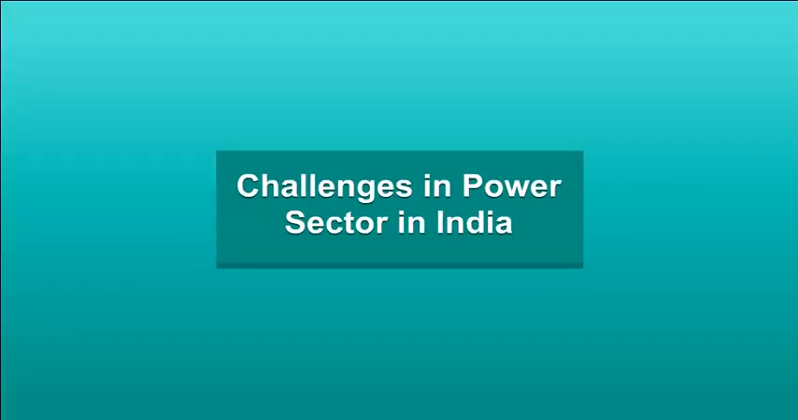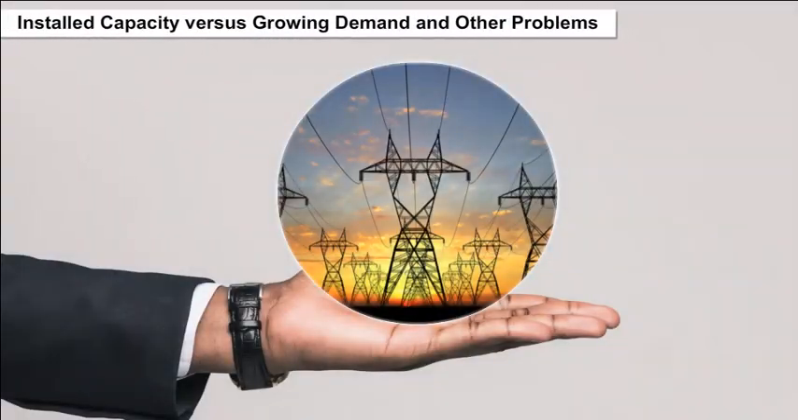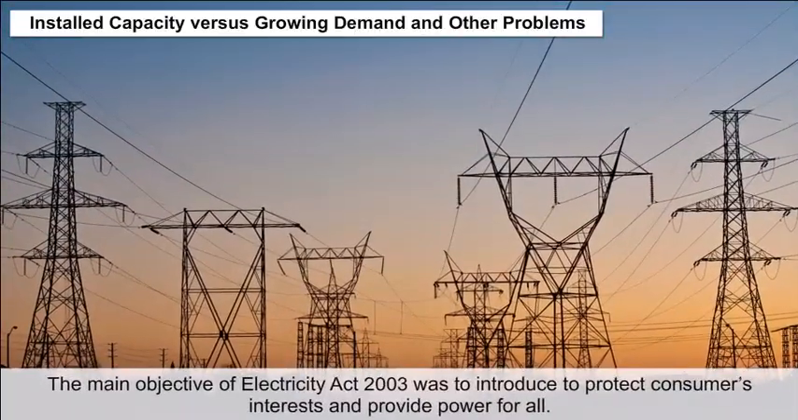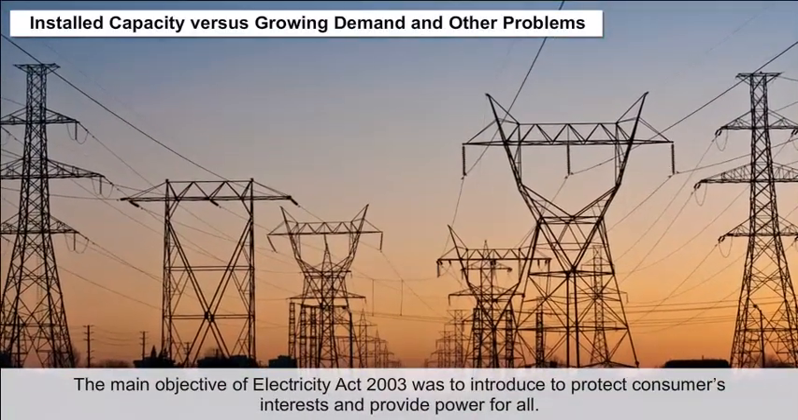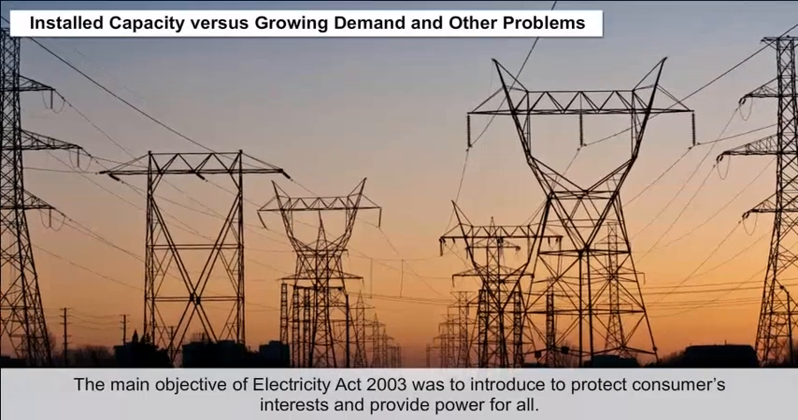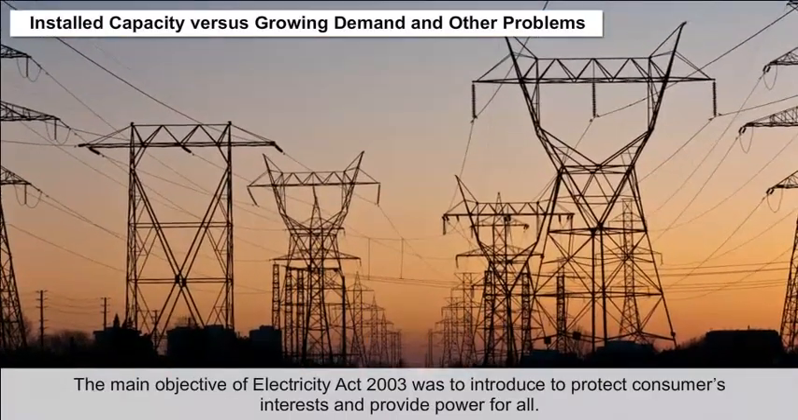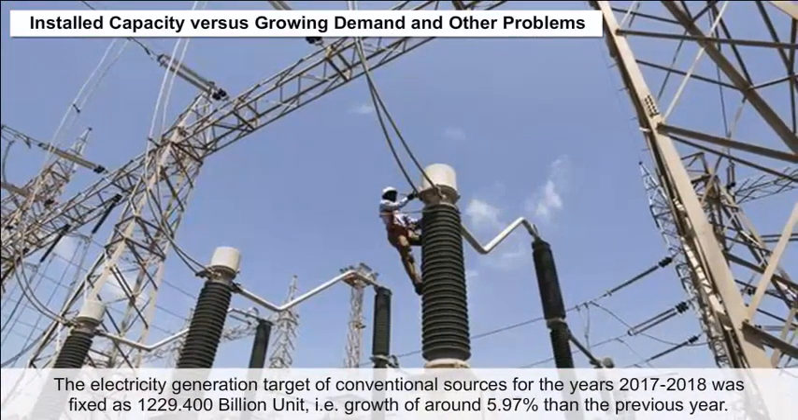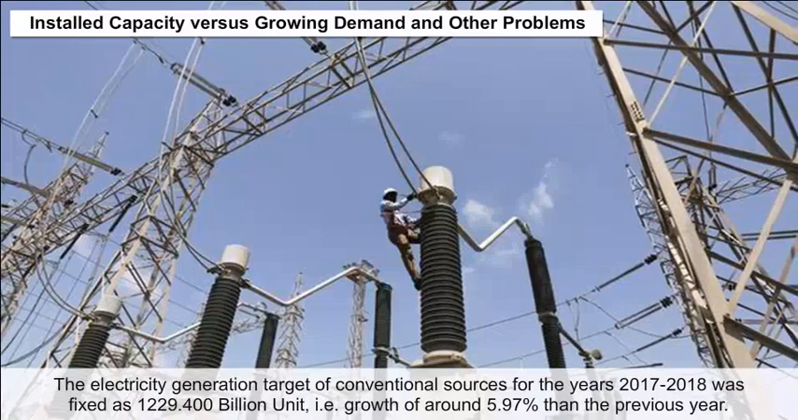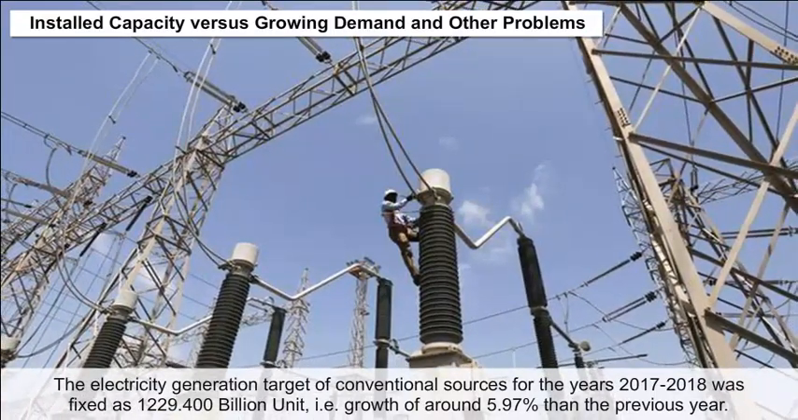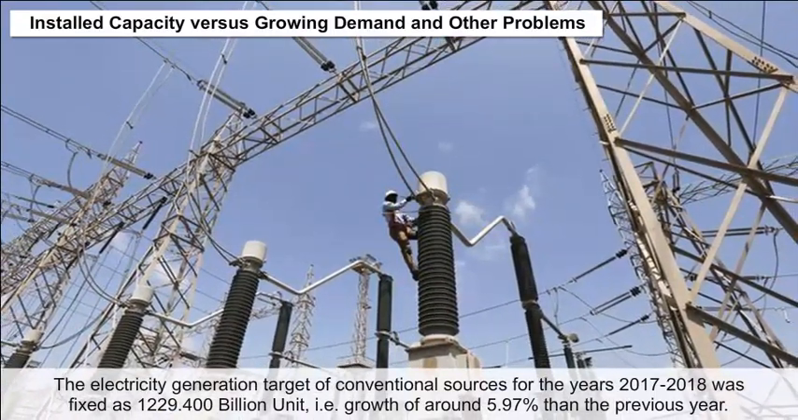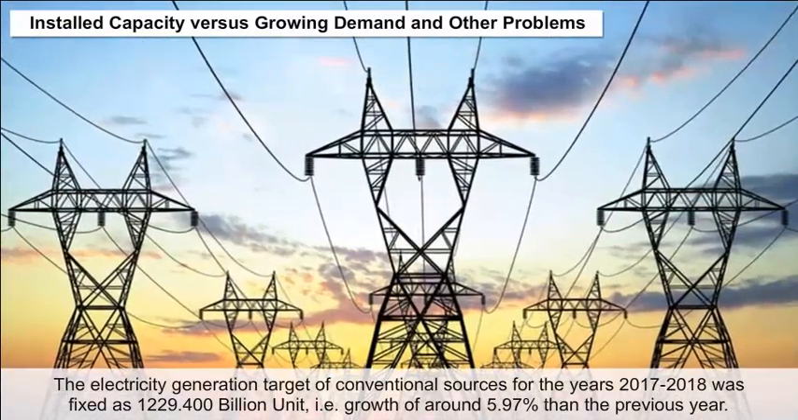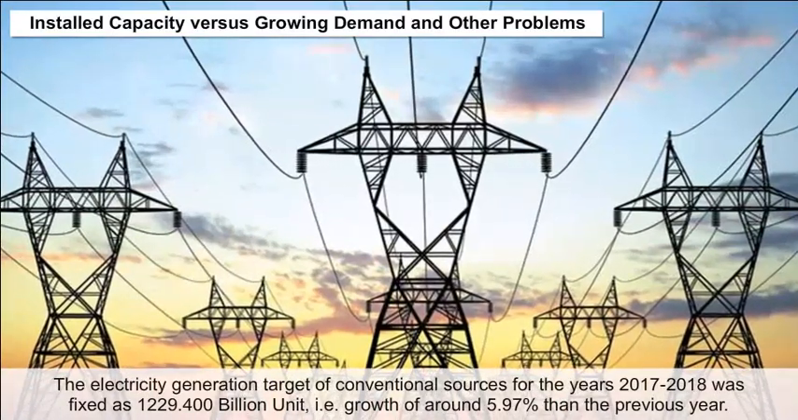Challenges in the power sector in India. Installed capacity versus growing demand and other problems. The main objective of the Electricity Act 2003 was to protect consumers' interest and provide power for all. The electricity generation target of conventional sources for the year 2017-18 was fixed as 1,229.400 billion units, that is, growth of around 5.97% over the previous year.